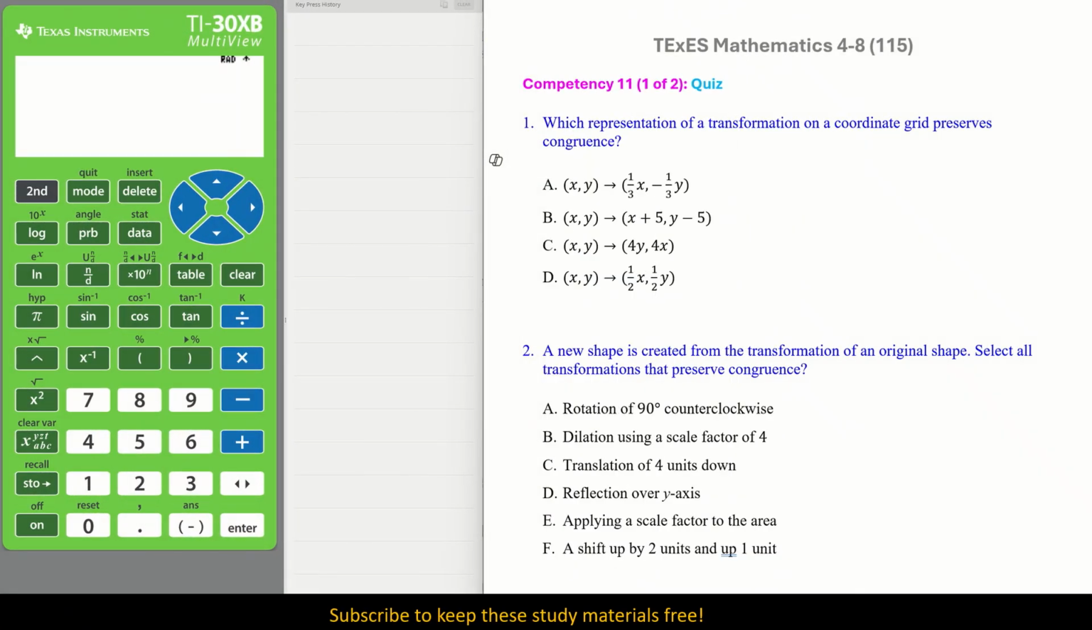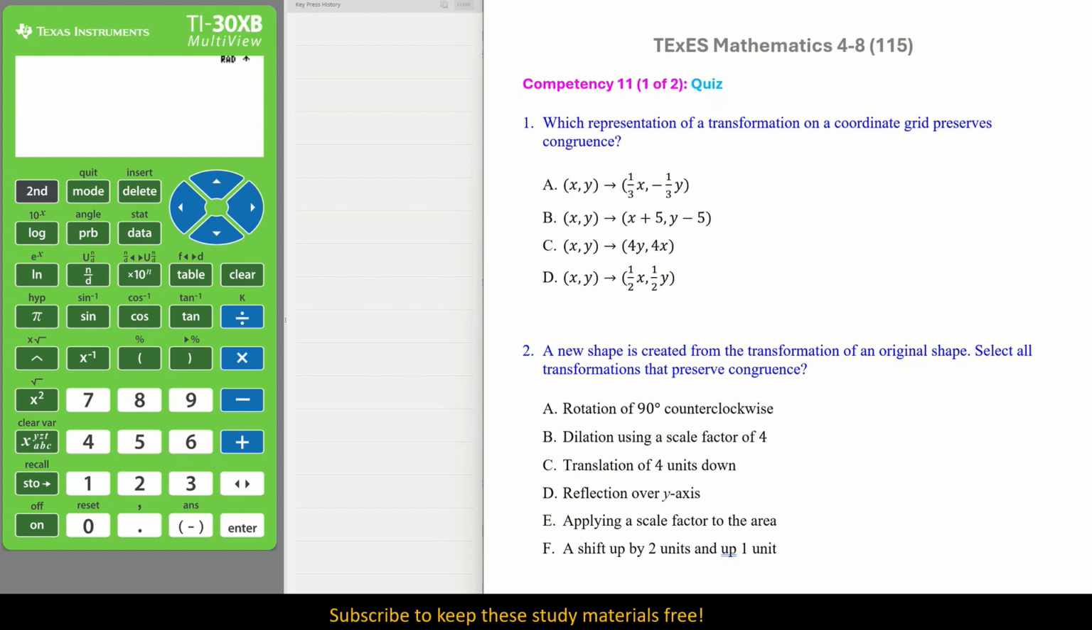Number 1, which representation of a transformation on a coordinate grid preserves congruence? Well, that means anything that is shifting up, down, left, or right. That implies addition. What we're not looking for is something that changes the congruence or rigidity of a shape, meaning it increases or decreases. Well, that implies multiplication and division.